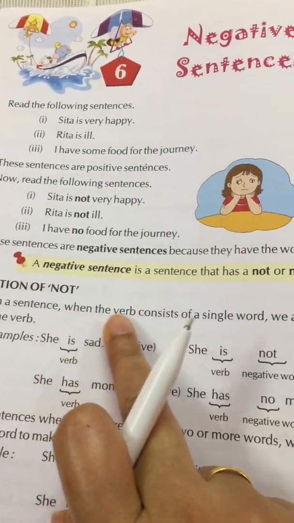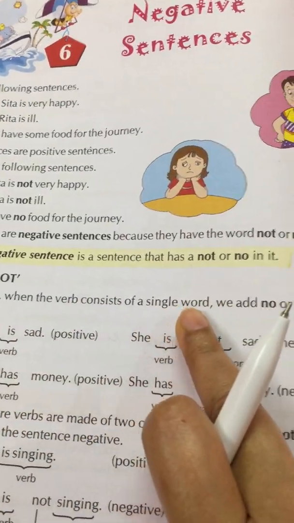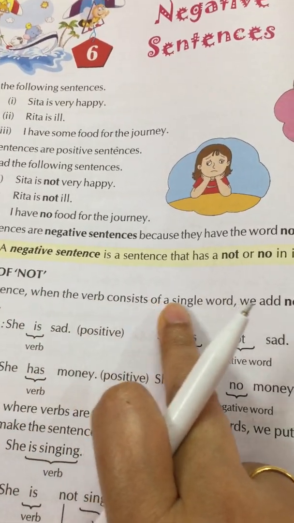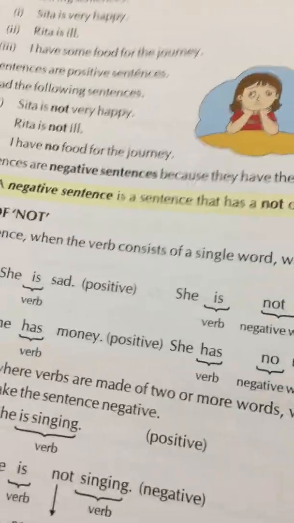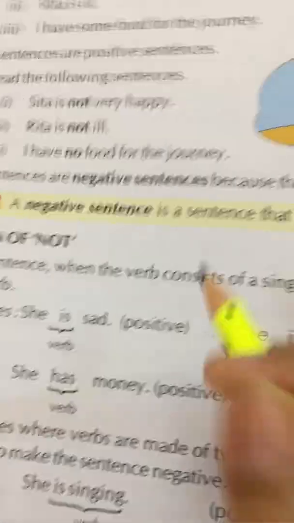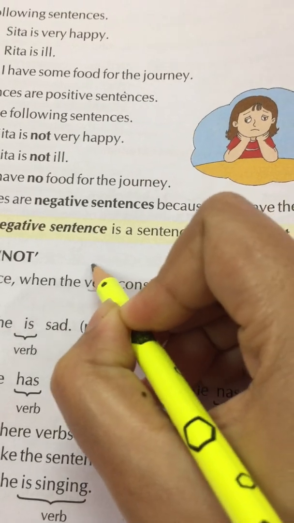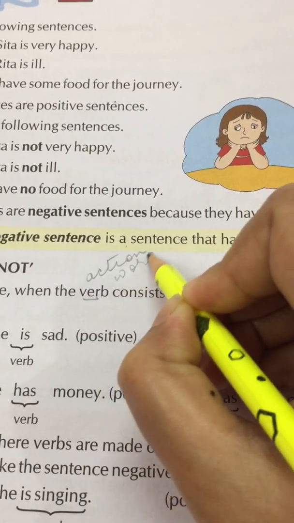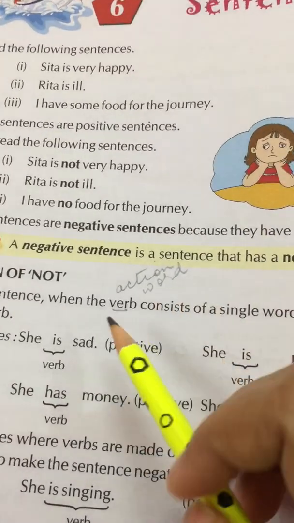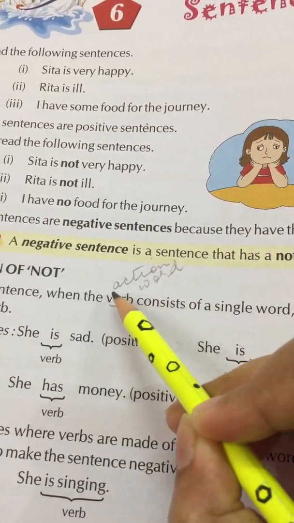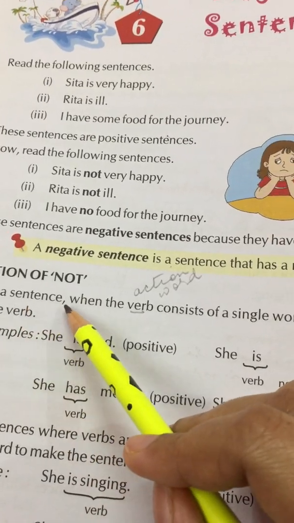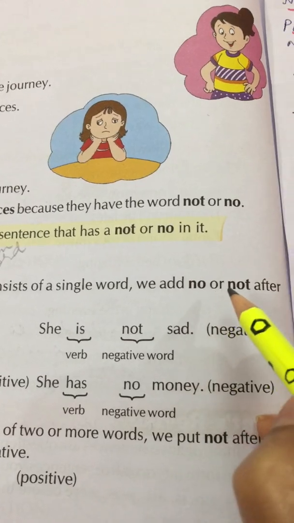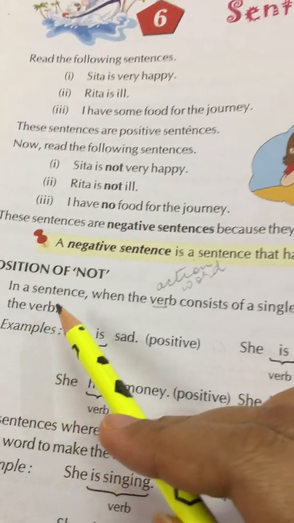In a sentence, when the verb consists of a single word, now what is a verb? Verb is an action word. Okay. Whenever there is an action, that is called a verb. In a sentence, when the verb consists of a single word, we add no or not after the verb.